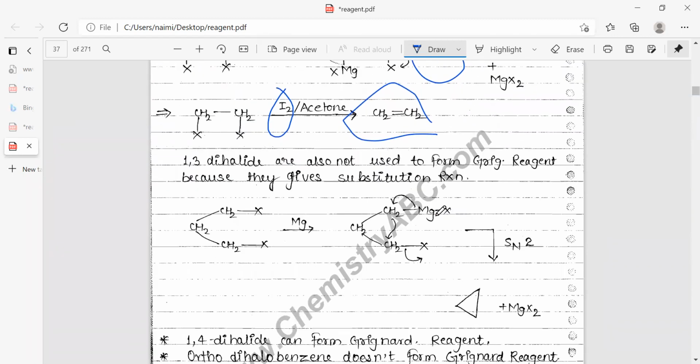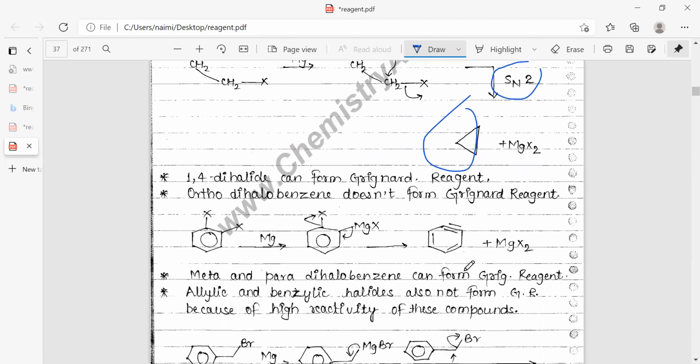So 1,3-dihalides are also not used to form Grignard reagent because they give substitution reactions. What is the meaning of substitution? First of all, magnesium will be inserted between CH2 and X. After that, this double bond migrates to CH2, meaning the electron density on the CH2 is much more, and it will transfer its electron density to the nearby CH2 and X will be released. So after an SN2 reaction, the epoxide ring will be formed, and MgX2 will be released.